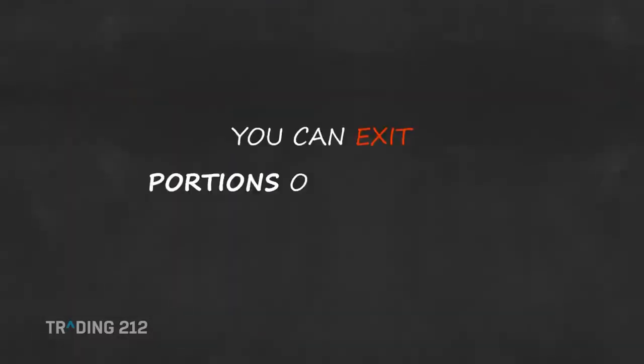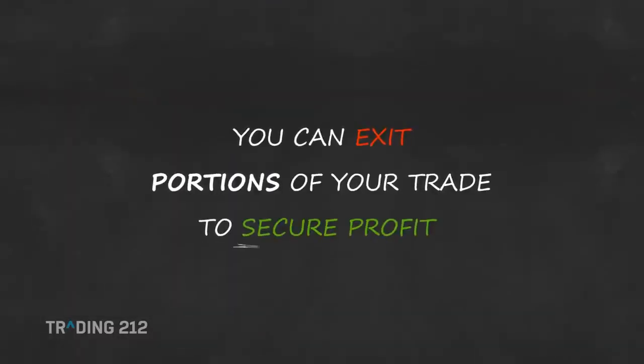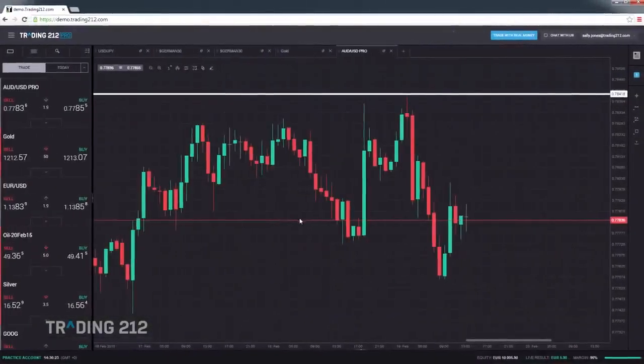Alternatively, you can also choose to exit portions of your trade to secure profit along the way. Let's go to the platform to demonstrate how to trade the pin bar setup. We have opened the chart for the Australian and US dollar in a candlestick mode at a 1-hour time interval. The pin bar is easily recognizable and has the necessary characteristics.